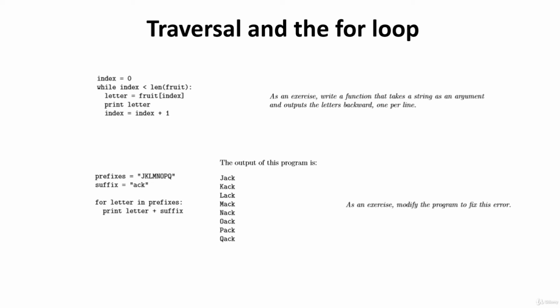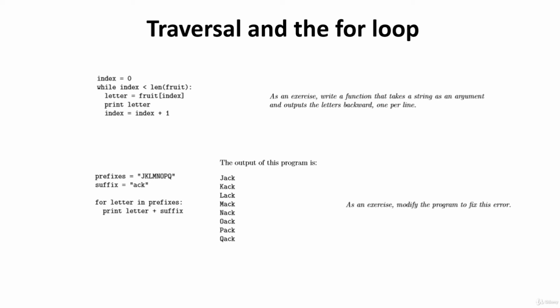This is the example. This loop traverses the string and displays each letter on a line by itself. The loop condition is index < len(fruit), so when index is equal to the length of the string, the condition is false and the body of the loop is not executed. The last character accessed is the one with the index len(fruit)-1, which is the last character in the string.